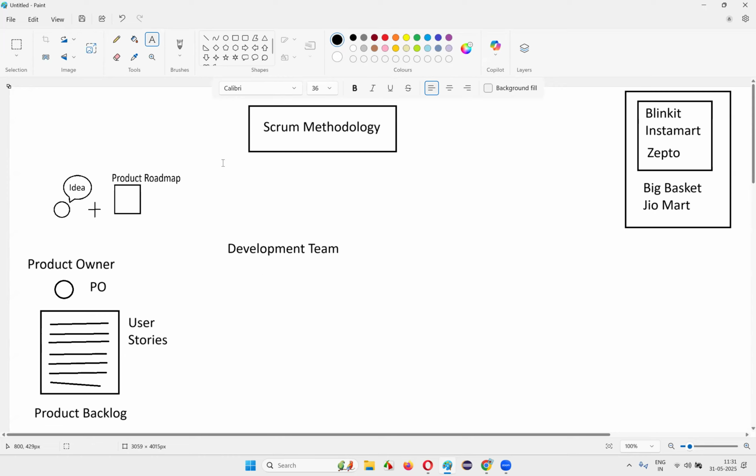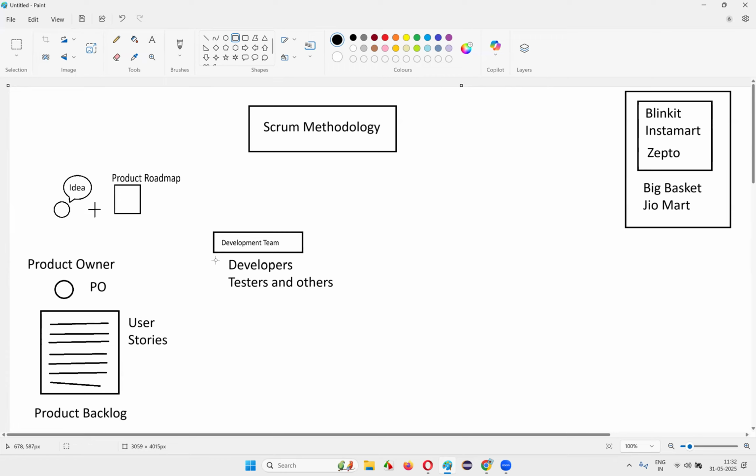This development team in agile Scrum methodology projects will have developers, though the name is development team, but also the testers and others who are going to work on the project. Everyone is called a development team only. Let's call it development team. Everyone type development team in the chat box.